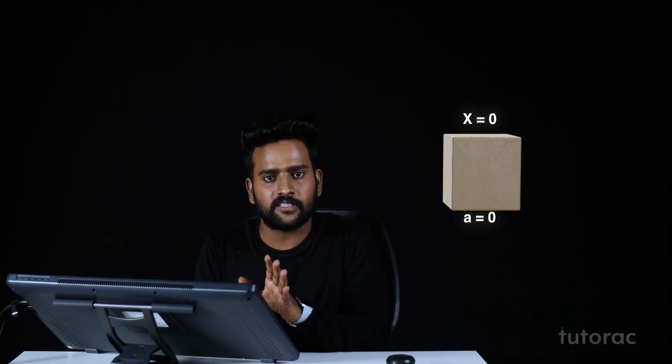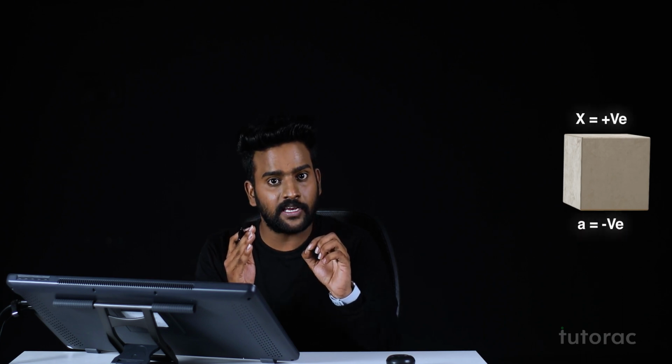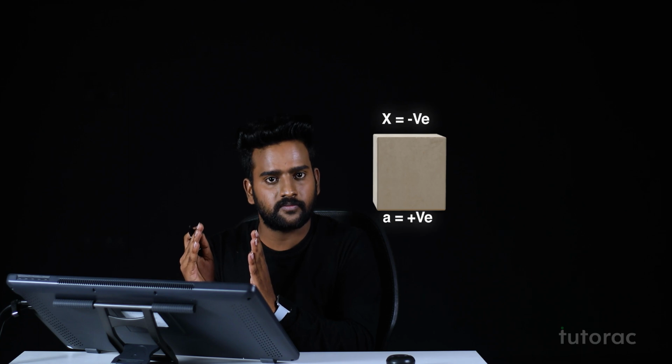You can see that acceleration is given by a equals minus 3x, which means acceleration is changing because it is depending on distance. It is depending on where the object is. When the object is at origin, x is 0, so acceleration will be 0. When the body is to the right, x is positive and the acceleration will be negative. When the body is to the left, x is negative, so acceleration is positive.